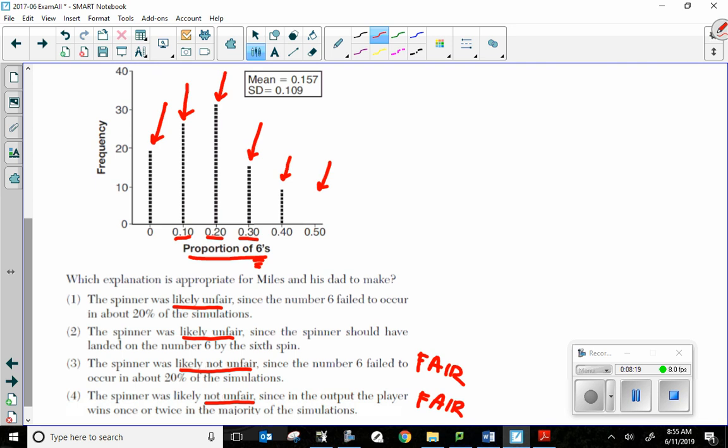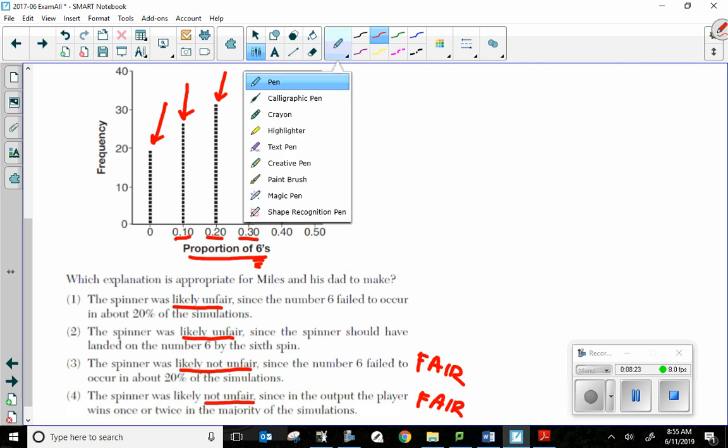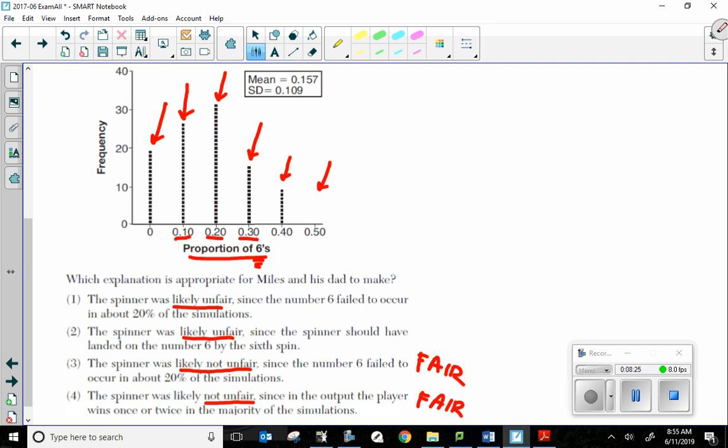Now, right off the bat, what jumps out to me is this column right here. And let me explain something, first of all, before I even get my highlighter. Each one of these boxes, if I count all those little squares, there are 100 squares in this chart because he ran the simulation 100 times. One square represents spinning it 10 times.